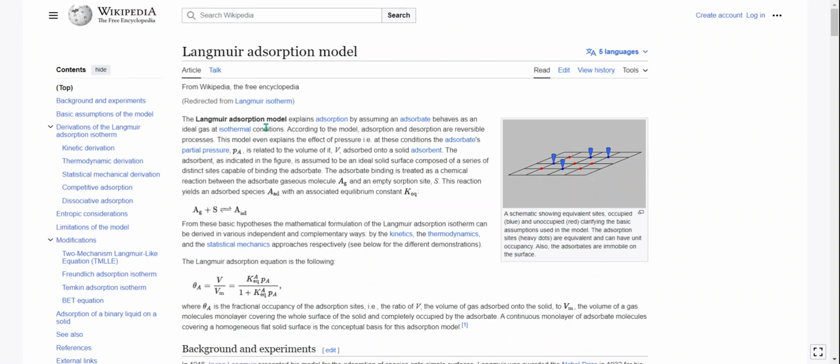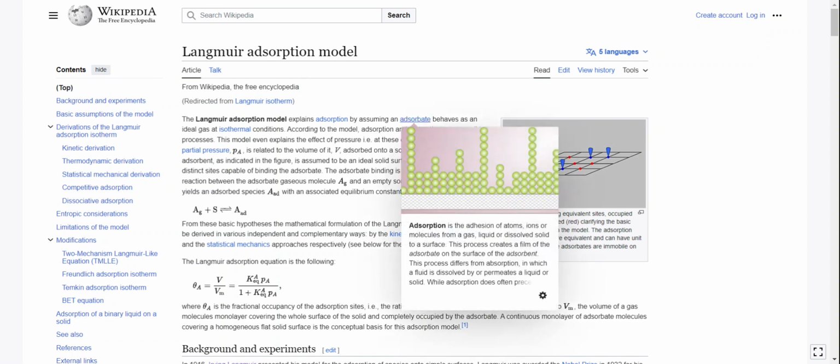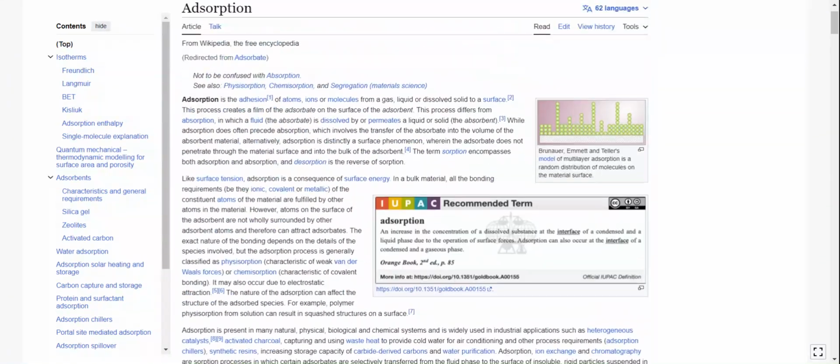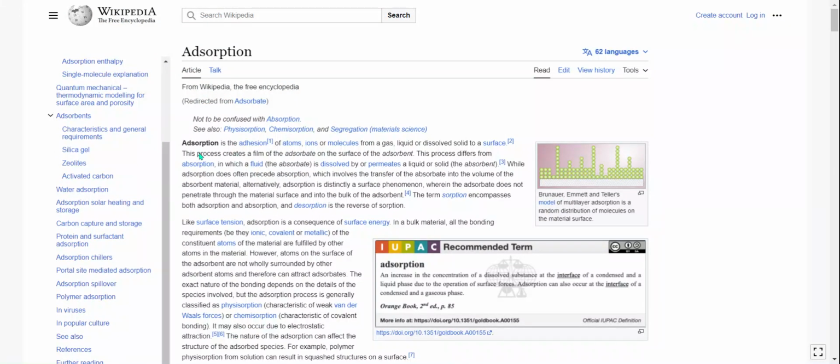The Langmuir adsorption model explains adsorption by assuming an adsorbate behaves as an ideal gas at isothermal conditions. So let's look at what an adsorbate is first. Adsorption, oh snap, this is a long one. Okay, maybe one day I'll do a longer video on this whole article, but for right now, let me just skim it. Adsorption is the adhesion of atoms, ions, or molecules from a gas, liquid, or dissolved solid to a surface. Okay, easy enough. This process creates a film of the adsorbate on the surface of the adsorbent.